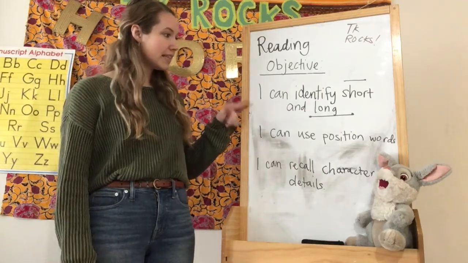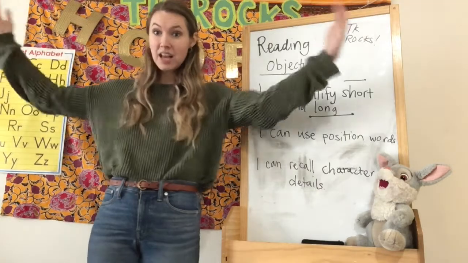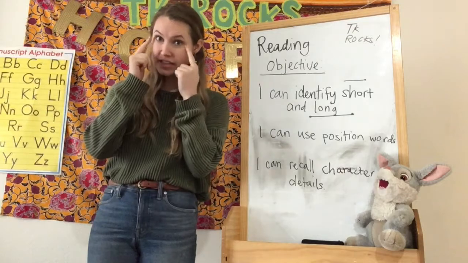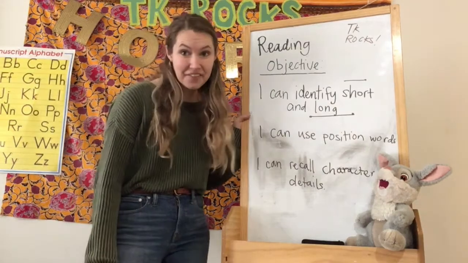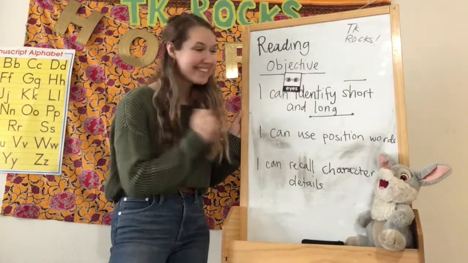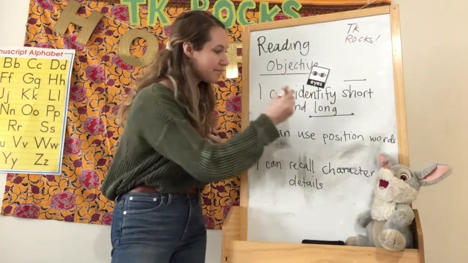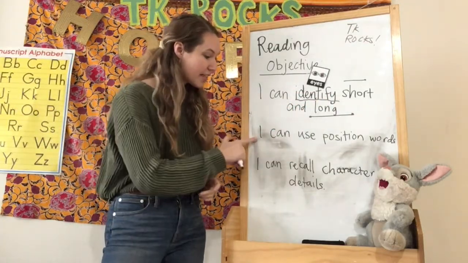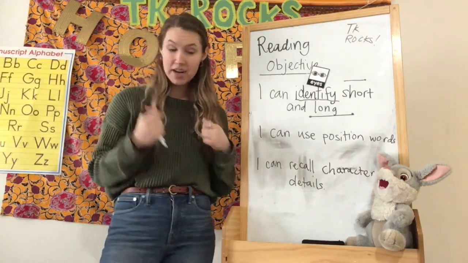Our first one is I can identify short and long. Now, when we're talking about identifying, we're going to need to use our eyes. And can you believe it? I found out that this is magnetic, so I'm going to be putting my magnets right up here. I didn't know that. Okay, so we're going to be using our eyes to identify short and long.